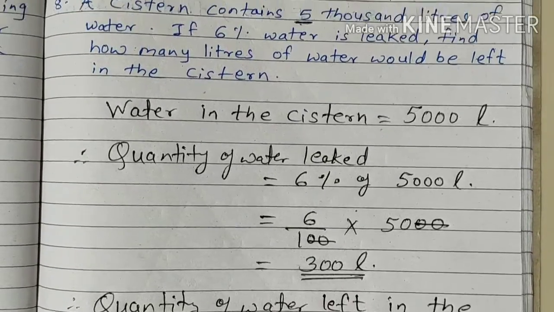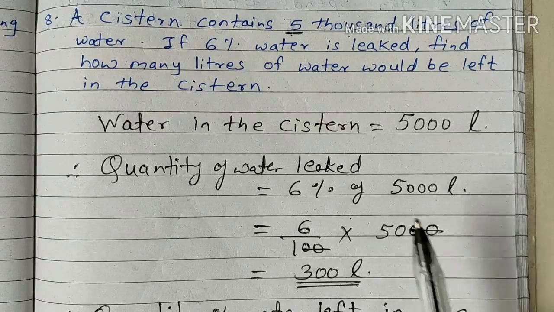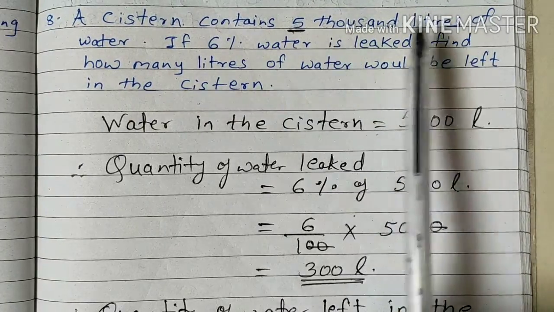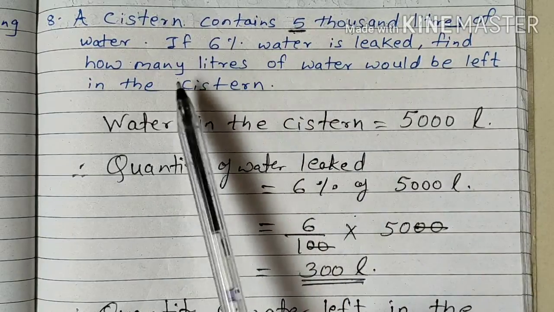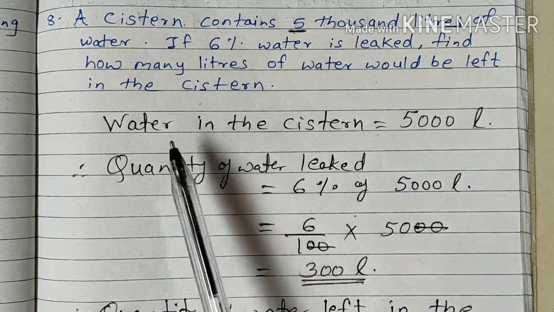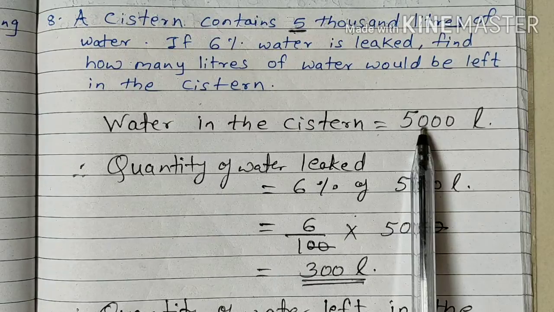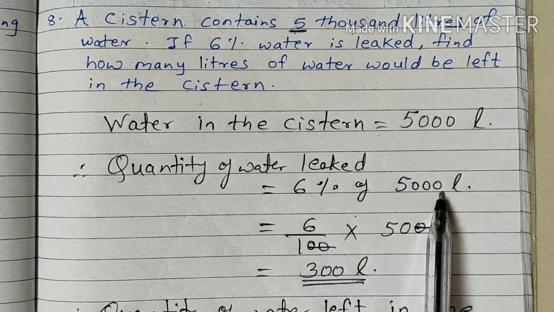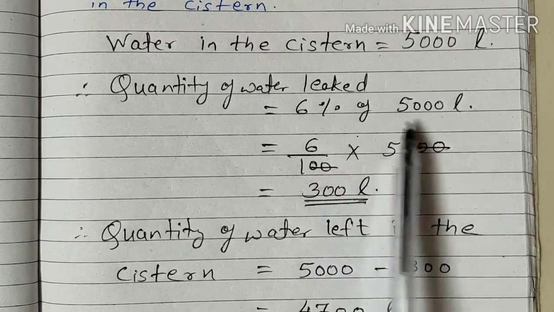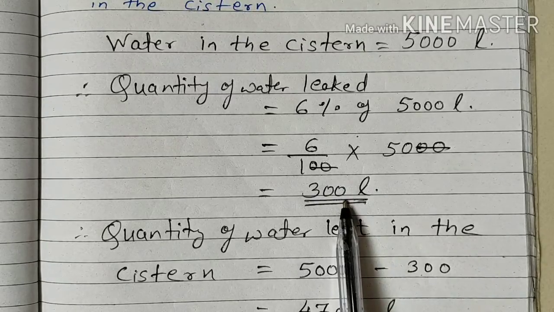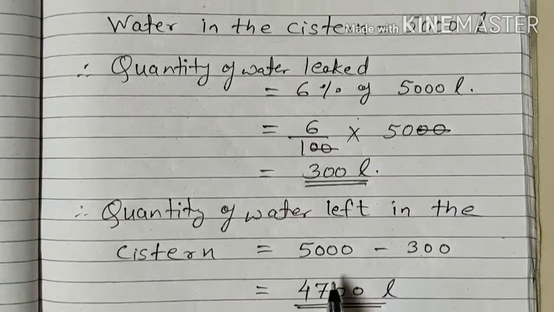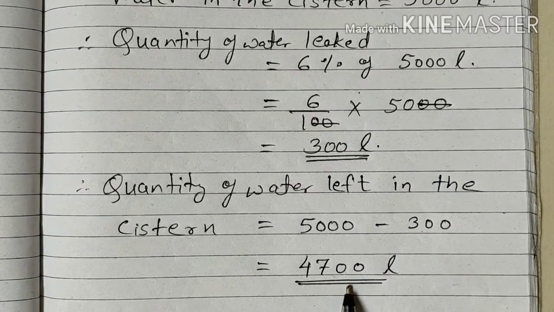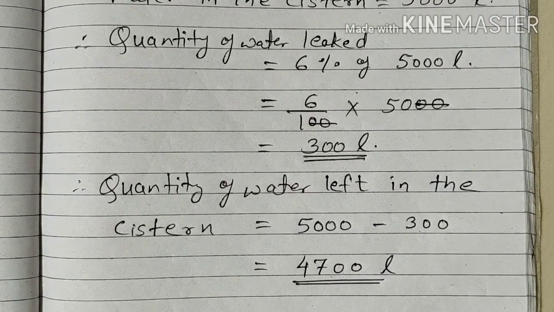Okay, so once again I am repeating the same. In the question, what was given to us: 5000 liters of water is there in the system, 6% of water is leaked. How many liters of water will be left? So the total amount is 5000 liters. 6% of 5000 leaked, so after calculation we get 300 liters. So 5000 liters minus 300 liters gives us the final answer, that is 4700. Is that clear to everyone?